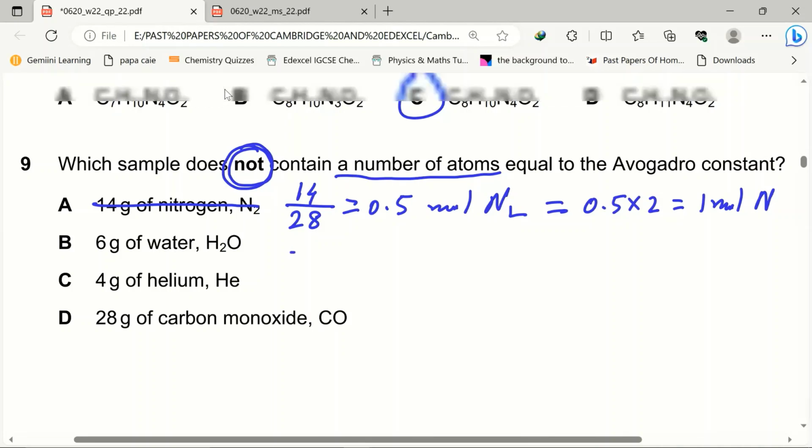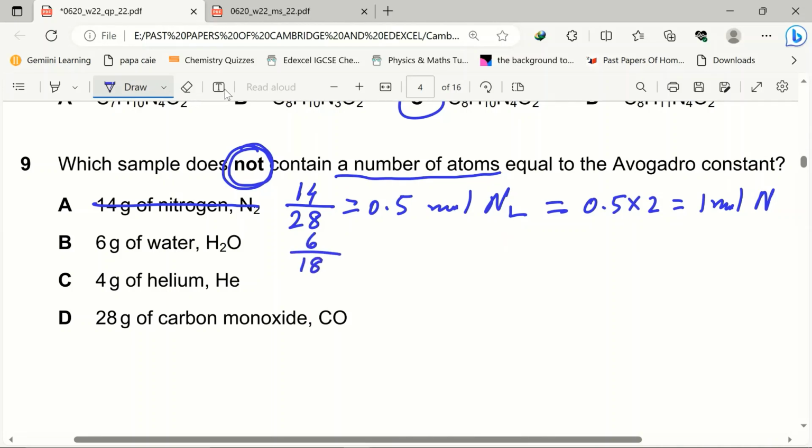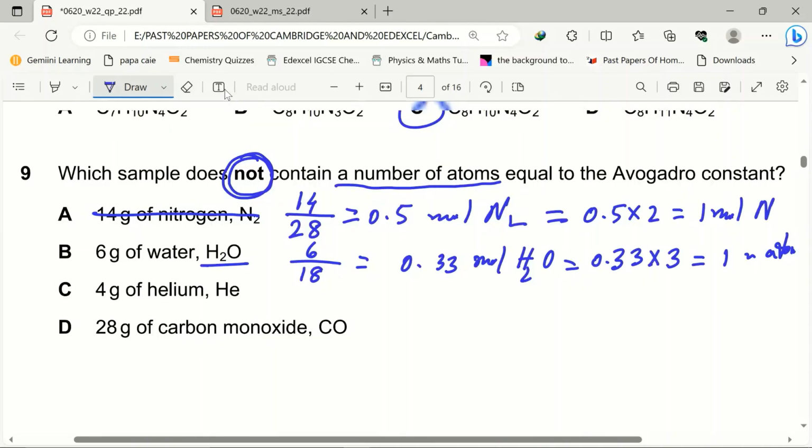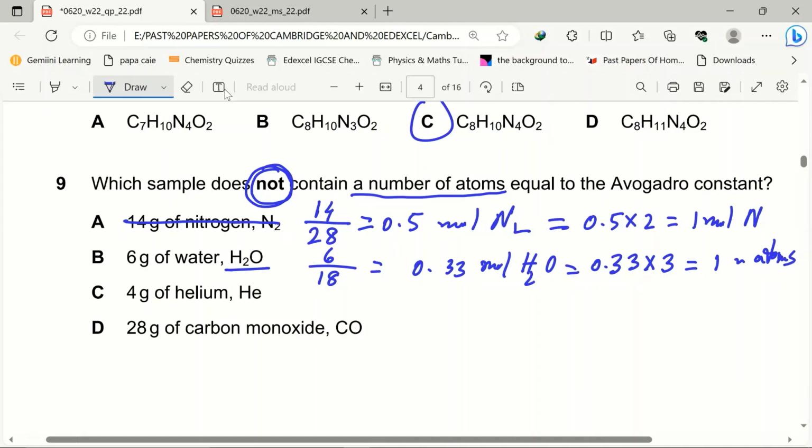6 gram water. So 6 divided by 18, the RFM of water, which is 1/3 or 0.33. It's 0.33 mole of H2O, which is 0.33 times, and we have 3 atoms in one water. So it's approximately 1 mole of atoms, right? So this is also 1 mole of atoms, which is the Avogadro constant. 1 mole means 6.02 × 10^23. So this is not the correct answer.